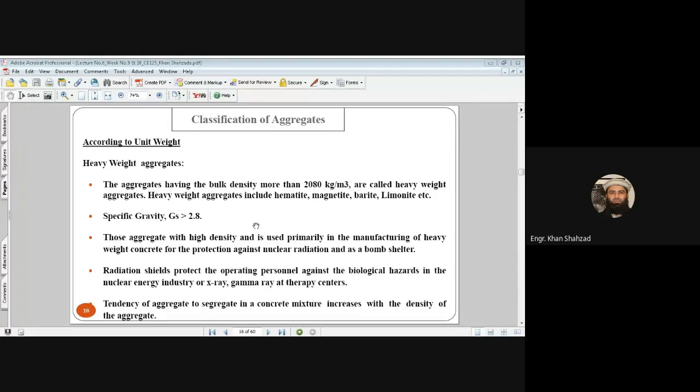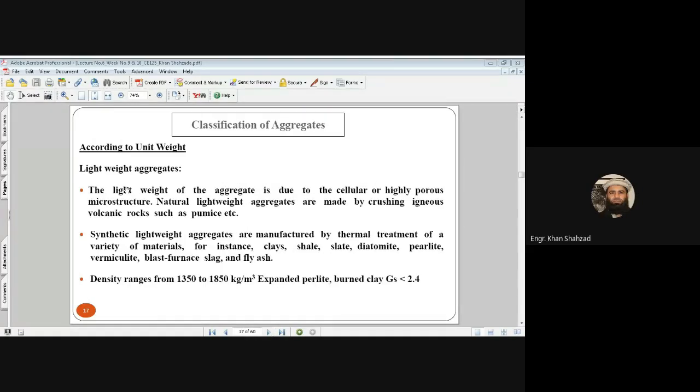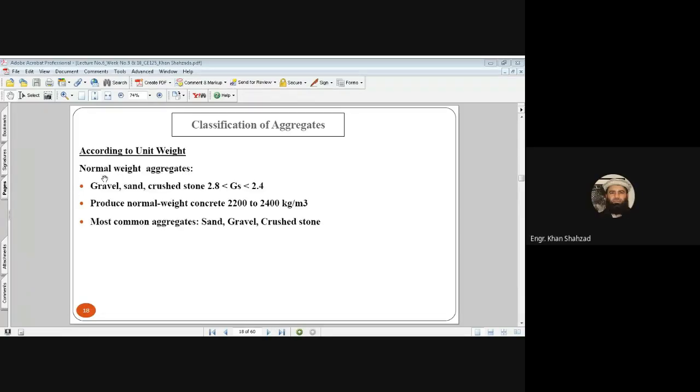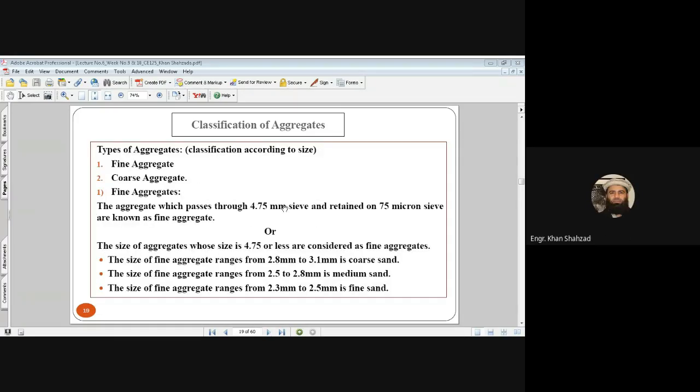अगर हम heavyweight aggregate इस्तेमाल करते हैं concrete में, तो उसका नाम क्या होगा? उस concrete को हम क्या बोलेंगे बेटा? सर हैवी वेट कंक्रीट। और इसको क्या बोलेंगे अगर ये एग्रीगेट हम इस्तेमाल करेंगे? लाइट वेट कंक्रीट। और इस बारे में? नॉर्मल वेट कंक्रीट। Good, well done.